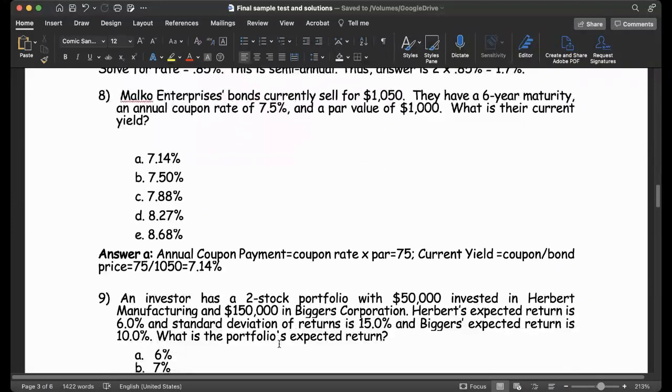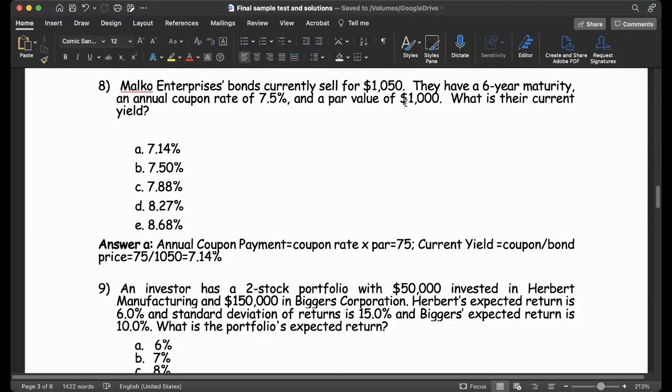Question number 8. Bond price is 1050. 6-year maturity, annual coupon rate 7.5%, par value 1,000. What is current yield? You can see the current yield formula again on our formula sheet. And for bonds, that's going to be annual coupon payment divided by current price.